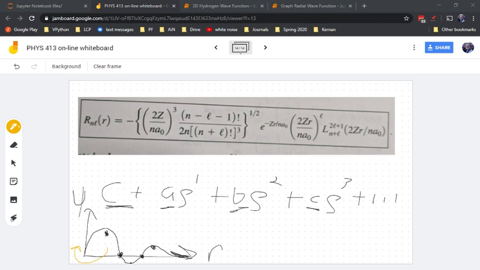Okay, Peter says, once we see the visuals, it'll make more sense. Yes, it does make much more sense once you can see it.